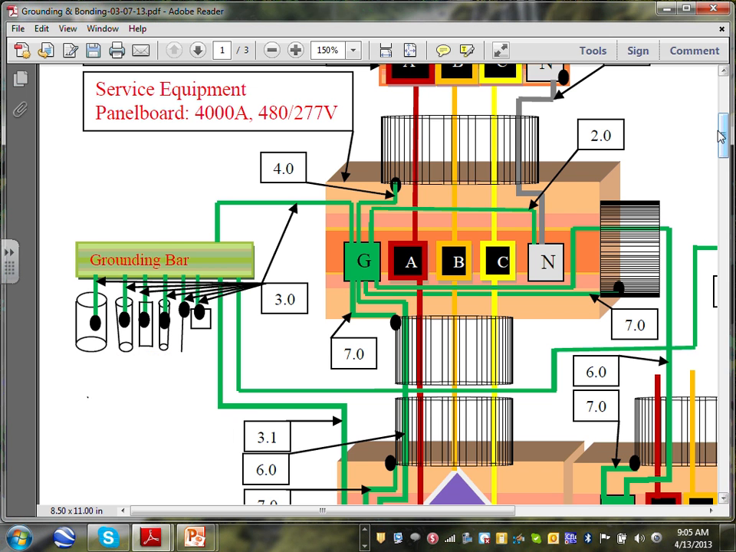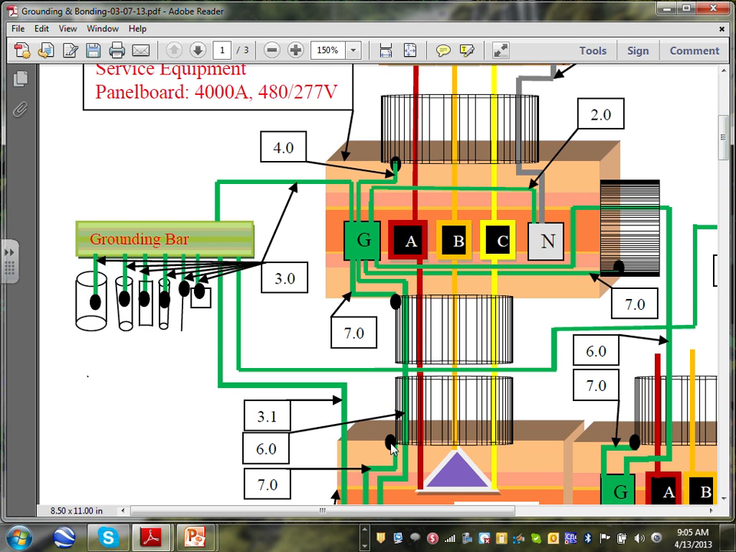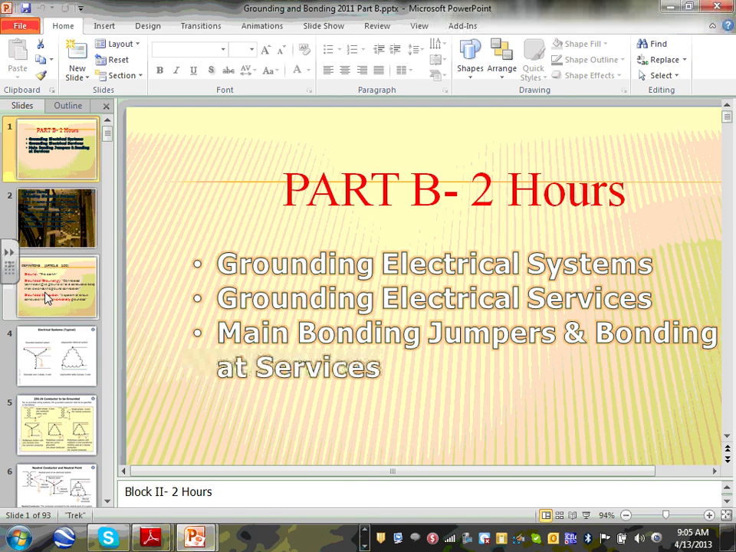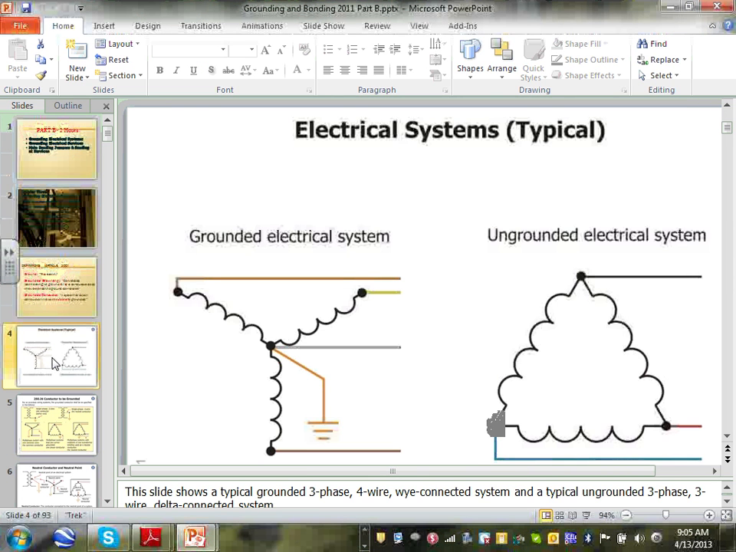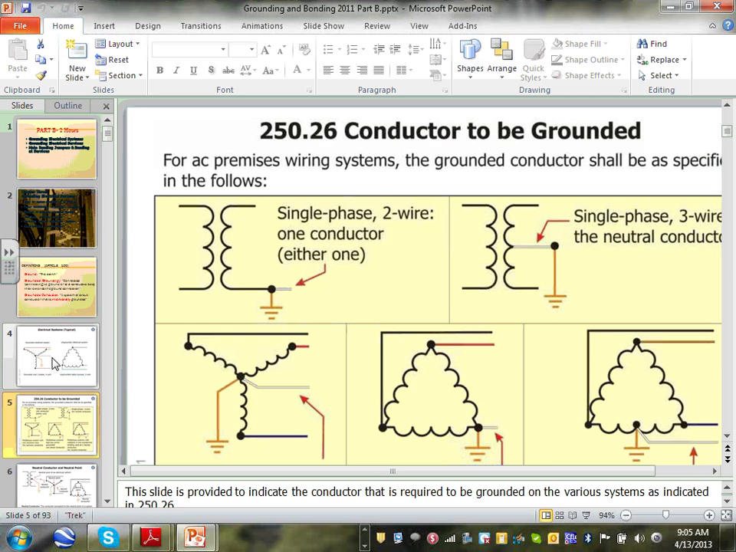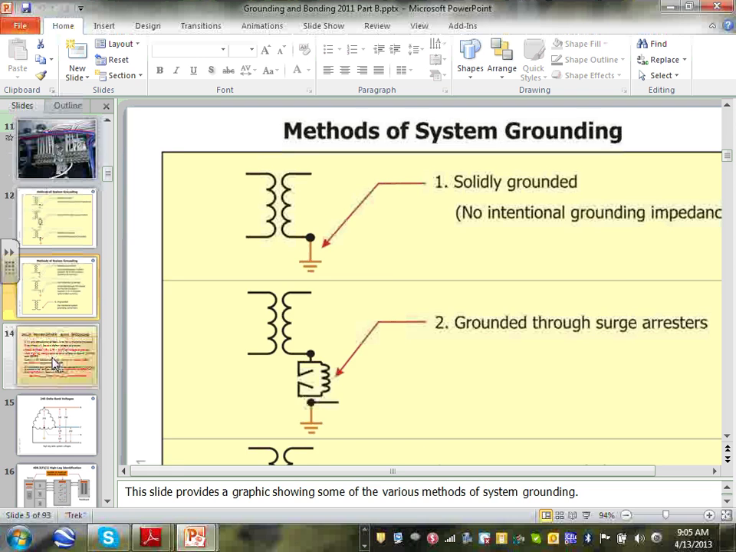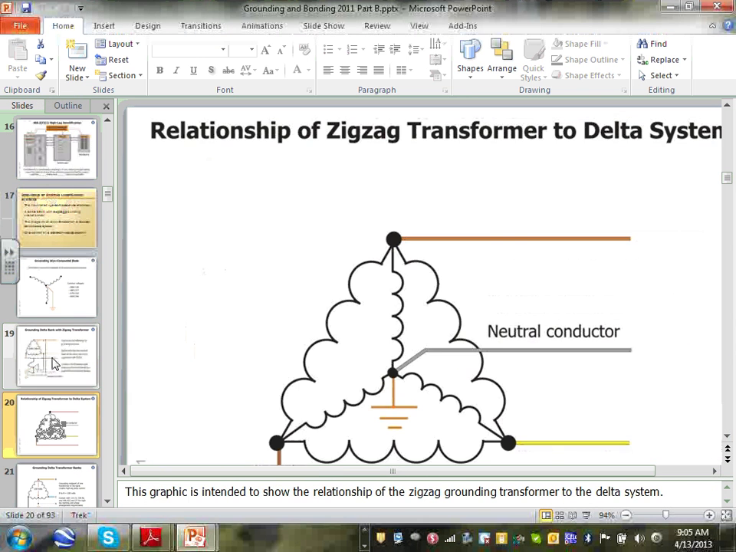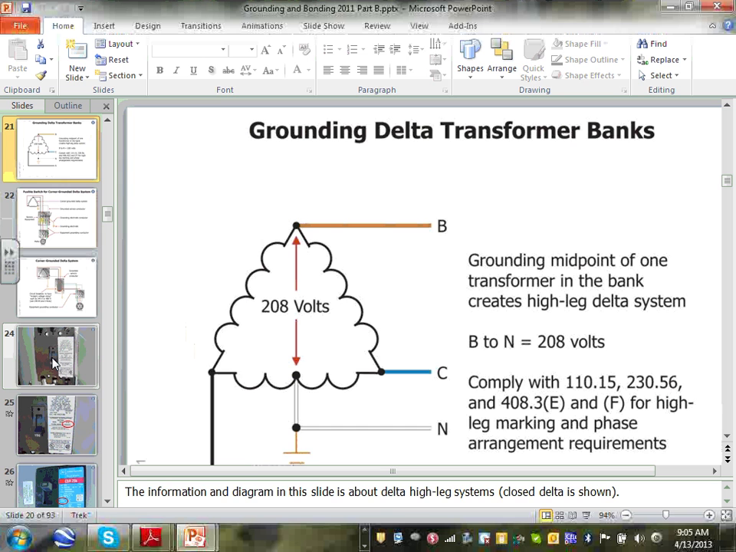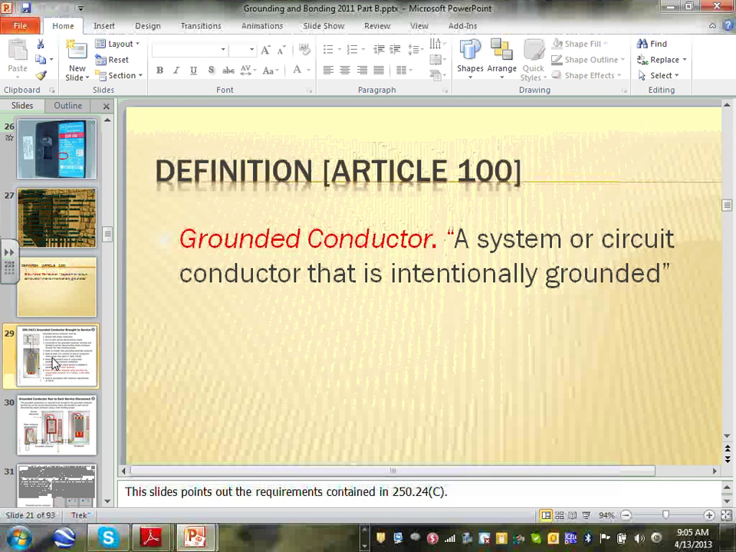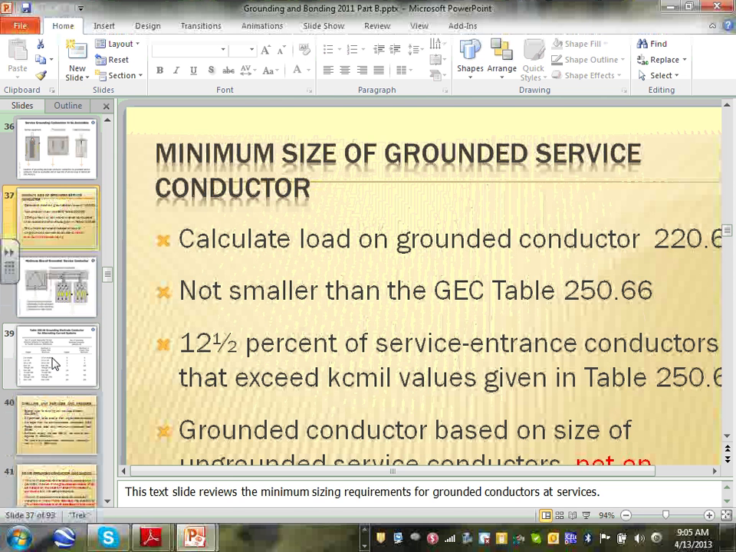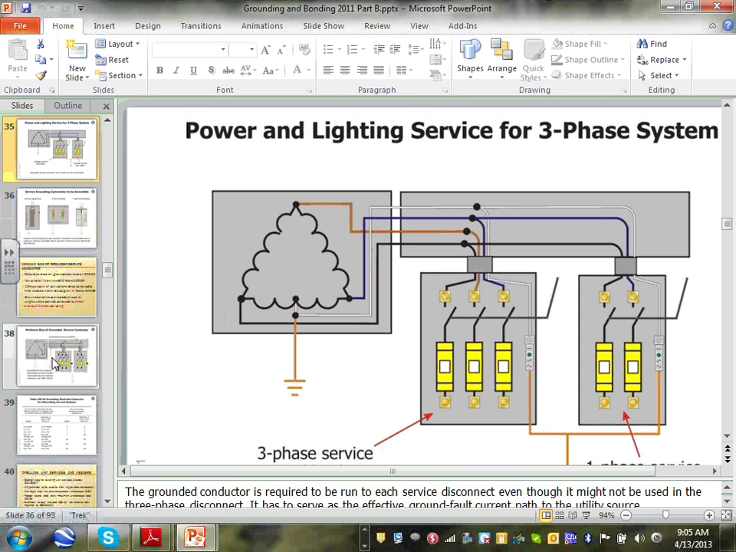So that's basically what I wanted to show you. Since we're talking about the service, I thought I'd throw in a couple of things about service and grounding conductors. There are a few things, guys, about the grounding conductor, but I want to go directly into my main bonding jumper, sizing the main bonding jumper. This is the information that we talked about.